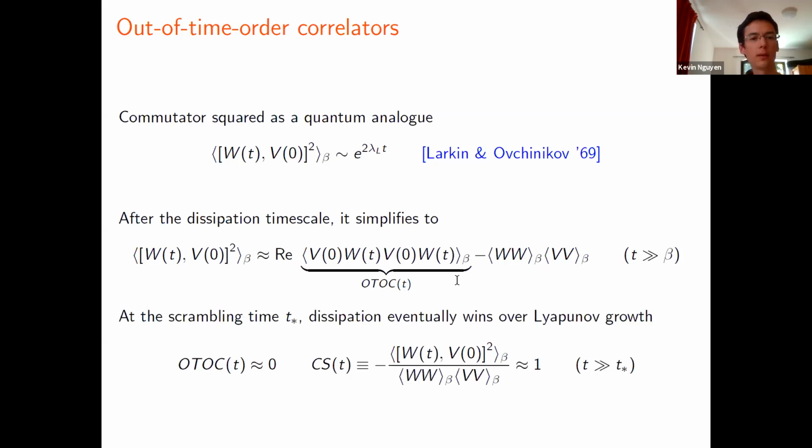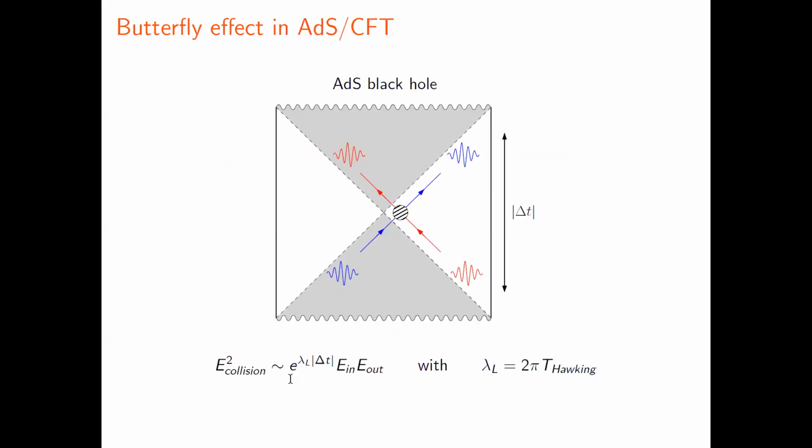And I should also mention that this exponential growth, this Lyapunov growth, does not last forever. In fact, at some point, there is a transition between exponential growth and saturation of the commutator squared. Or in terms of the OTOC, there is a transition between this exponential regime and a decay regime. And the time scale at which this transition occurs is by definition the scrambling time. So this defines what the scrambling time is.